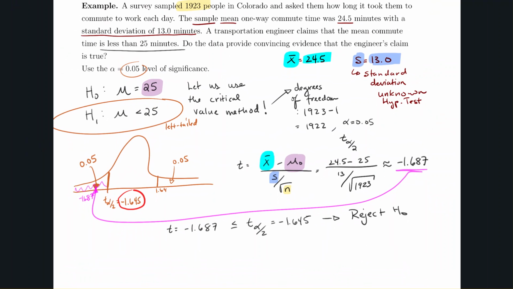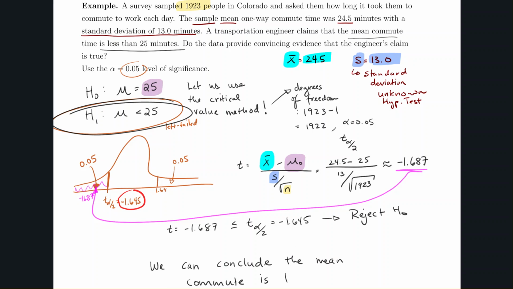to write out our conclusion in context. So we can just say we rejected H naught. That means we can conclude this is true. We can conclude mu, which represents the mean commute, is less than 25 minutes. And that would be our conclusion to this hypothesis test.